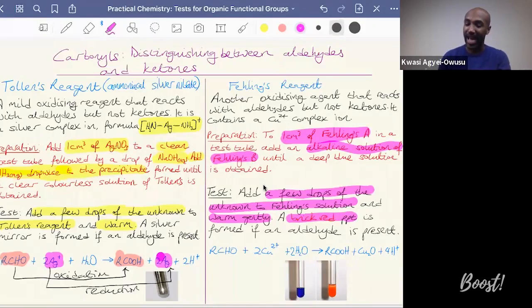Okay, so looking at the equation again, you've got your aldehyde going to the carboxylic acid. That's, of course, oxidation.